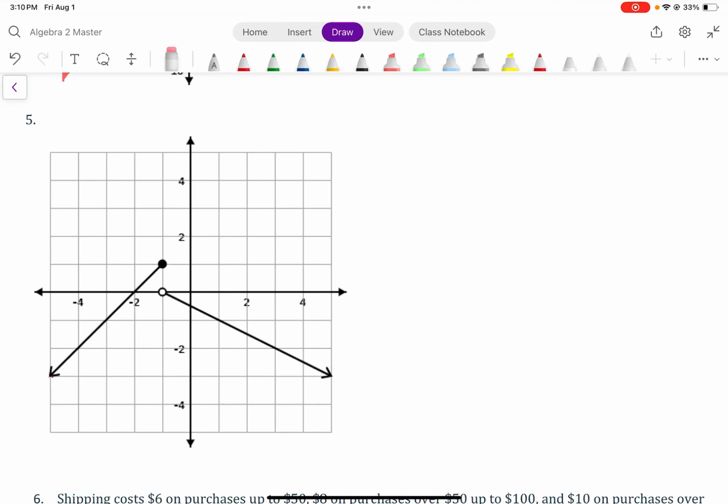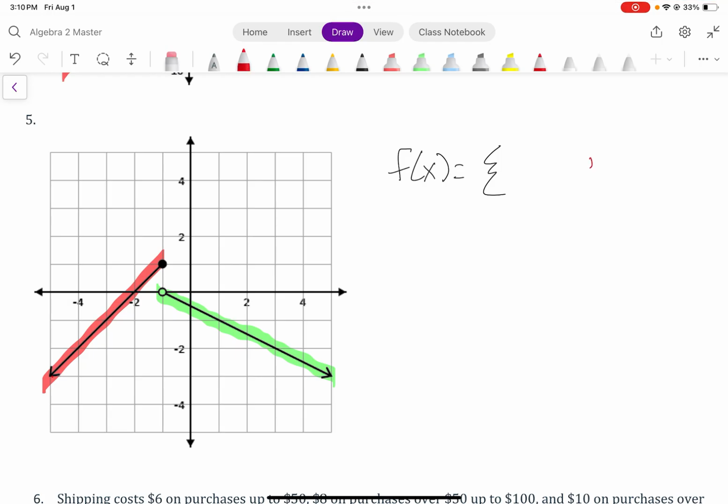In this question, we are given the graph of a piecewise function, and we are tasked with writing what that equation actually is. So I'm going to start off with the generic f of x equals, and then I know it's piecewise, so I'm going to put my little bracket. I'm going to highlight these two in different colors just so we know what we're focusing on at any given time.